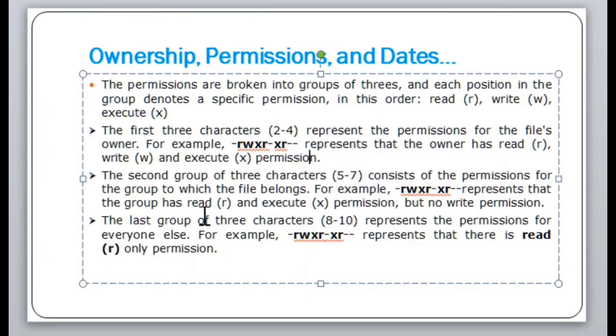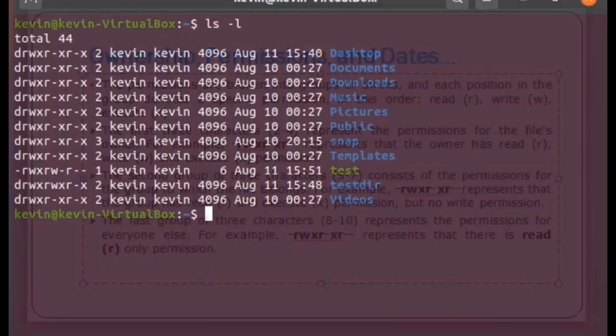The last group of three characters, 8 through 10, represents the permissions for everyone else. For example, using that same set of permissions, we see this last group of three here. We see an R, which means read. We see a dash and another dash. This represents that there is read-only permissions. Okay, so let's check that out on our system here.